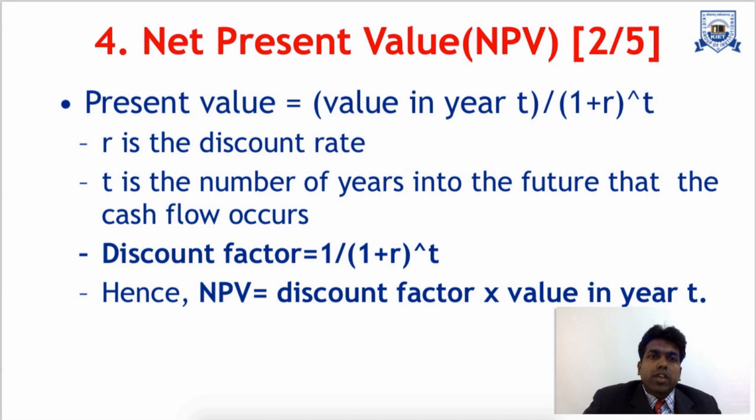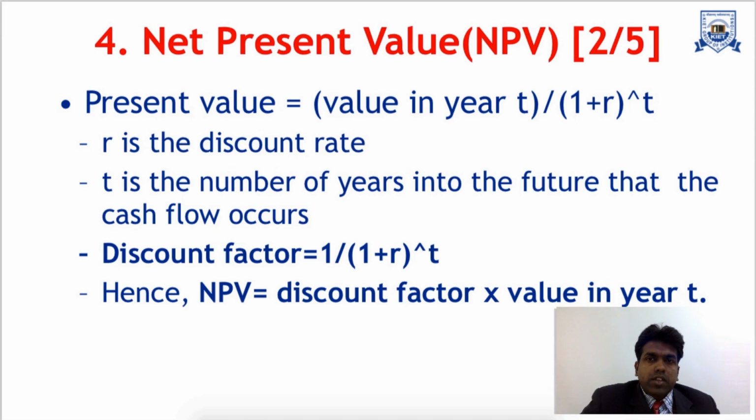For the calculation of this net present value, we will use this formula. Present value is equivalent to value in year T, that is the first year, second year, third year, like this. T represents the time or year, divided by 1 plus R power T, where R is the discount rate and T is the number of years into the future that the cash flow occurs.